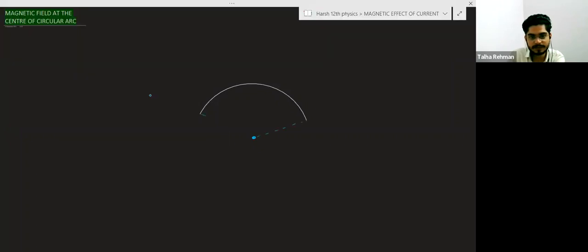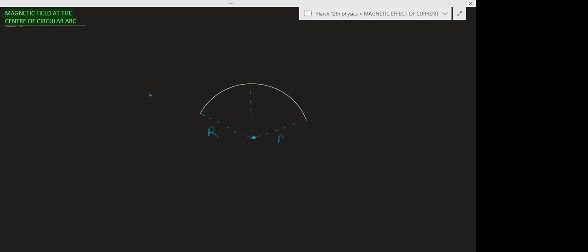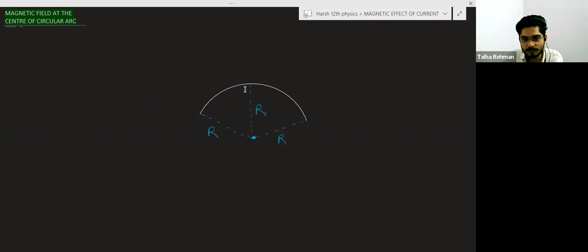Very simple. This is a derivation, and you can get this derivation in your exam also. Also remember that the radius of the circle will be the radius of the arc, and r is the radius. This is a circular wire, a wire in the form of an arc, and the current I is flowing in this direction. We have to find the magnetic field at this point O, the center point.